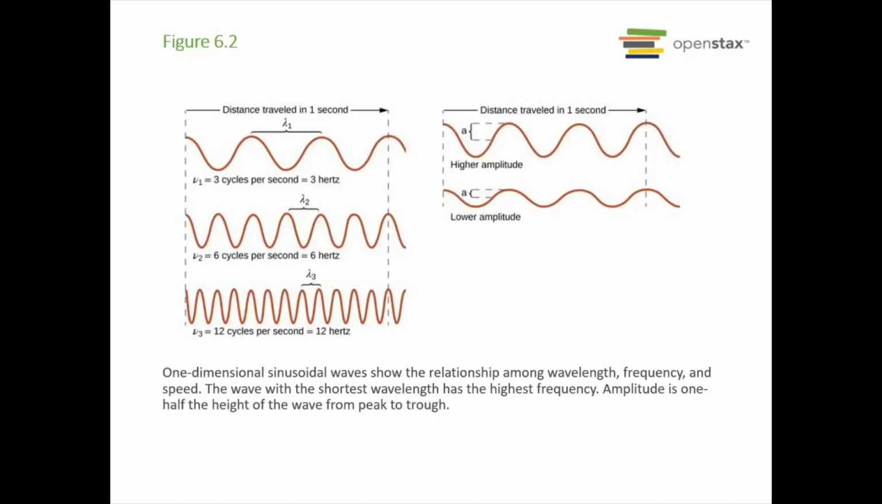So here are visual examples for you, showing wavelength, frequency, and speed. Okay, the wave with the shortest wavelength has the highest frequency. And then we see they also show us amplitude as well. 1/2 the height of a wave from peak to trough. So the height of the wave divided by 2 is the amplitude of the wave.